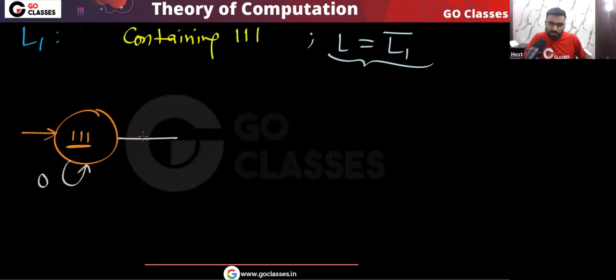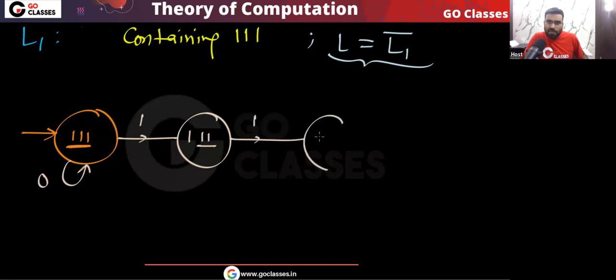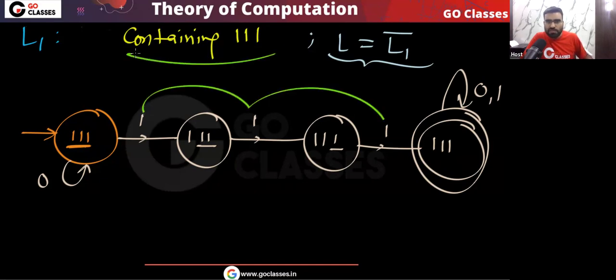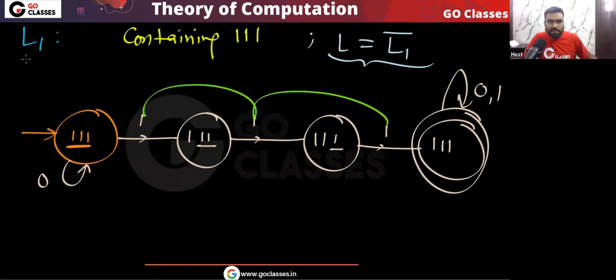So you can easily see, L1 is containing triple one. In the initial state, I am waiting for triple one. If 0 is coming, I will ignore it, because I am waiting for triple one. If 1 is coming, I have seen one 1, and I am waiting for another 2 ones. If another one comes, I have seen 2 ones and am waiting for another one. If another one comes, I will be very happy that I have seen triple one. Now whatever comes, 0 or 1, I will accept, because I wanted triple one consecutively and I have got it.